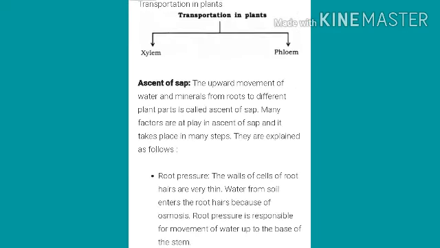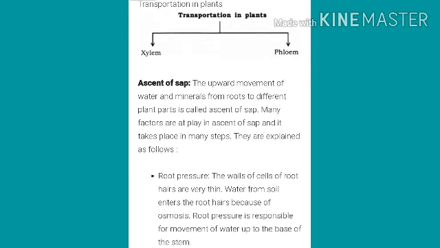Transportation in the plant किस तरह से होता है, जैसे बताया xylem और phloem से। Ascent of sap: the upward movement of water and minerals from the roots to the different plant parts is called the ascent of sap. Many factors are at play in it and it takes place in many steps. They are explained as follows.